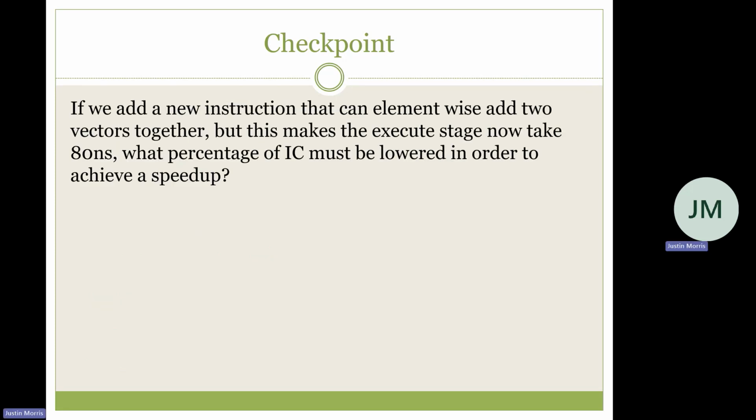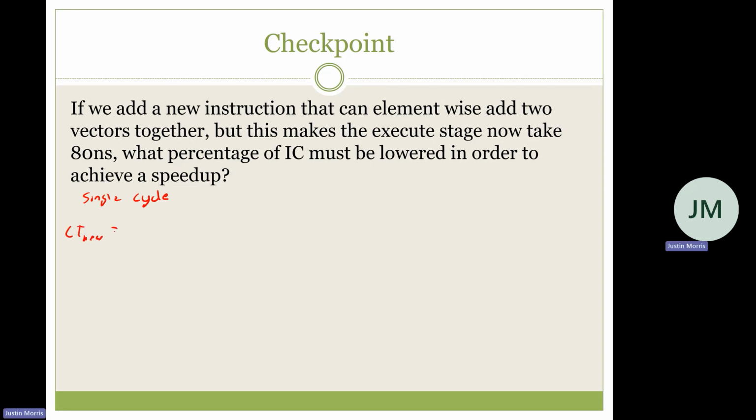Now, if we add a new instruction that can element-wise add two vectors together, this makes the execute stage now take 80 nanoseconds. The question is, what percentage of instruction count must be lowered by this new instruction in order to achieve a speed up? So first part of this question is basically asking us to do what? The first thing I need to figure out is the new cycle time. So again, this is going to be single cycle.